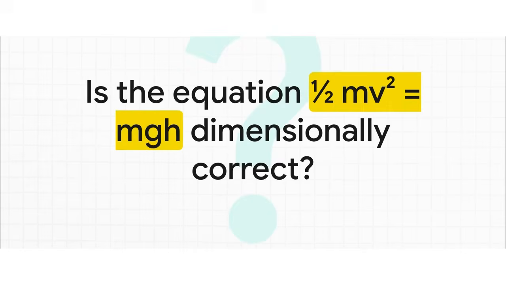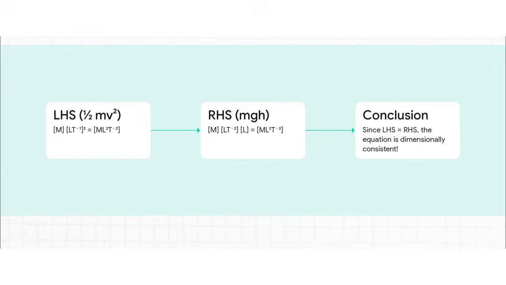Okay, let's test out that first use with a classic equation you all know. Kinetic energy equals potential energy. So, is the equation half mv squared equals mgh dimensionally correct? Let's find out together. So, let's break it down. First, look at the left-hand side, the LHS. That half is just a number, so it has no dimensions. Mass is M, and velocity squared is LT^-1 squared, which gives you L^2 T^-2. Put it together, and the LHS is ML^2 T^-2.